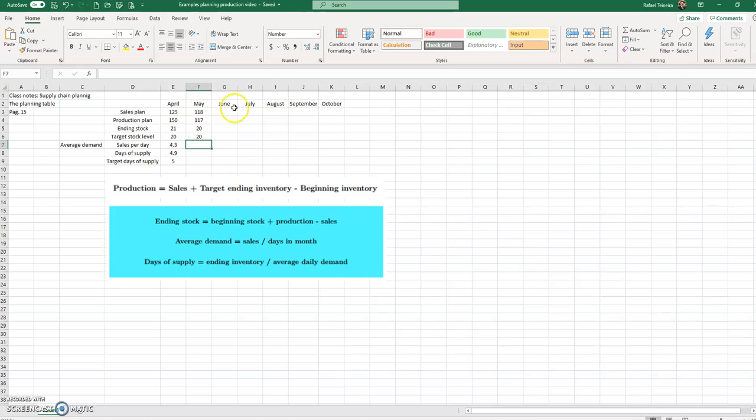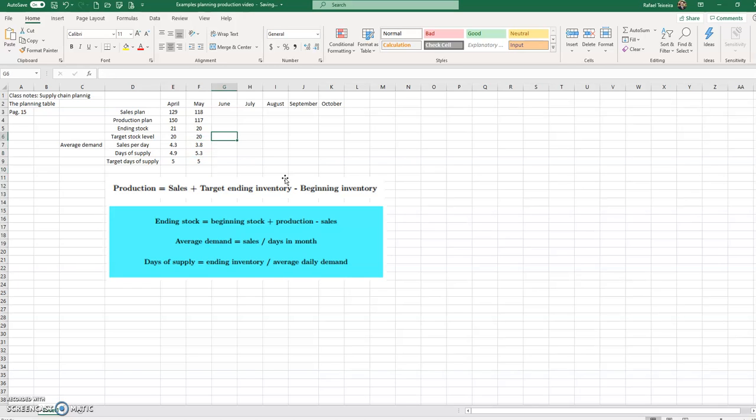How much are my sales per day? My sales per day is my total sales divided by the days in the month; May has 31 days. We divide by 31 and get 3.8. If I have 20 units as ending inventory and I have on average 3.8 sales per day, how many days of supply do I have with this ending stock? If I divide the ending stock by sales per day, I have 5.3 days of supply according to this average sales. My target days of supply is 5.